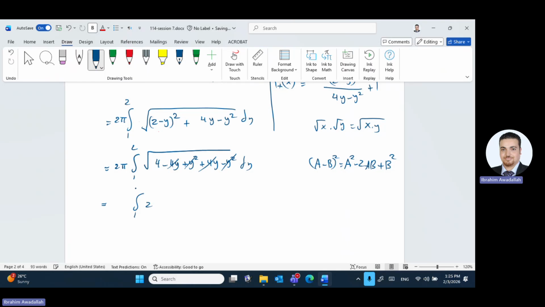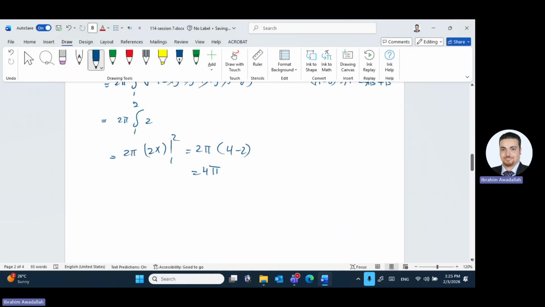The integration from 1 to 2, 2 pi, to x from 1 to 2, equals 2 pi times 4 minus 2. Substitute 2 here, 4, substitute 1. So 4 minus 2, 2 times 2, 4 pi is the final answer. The surface area will be 4 pi.